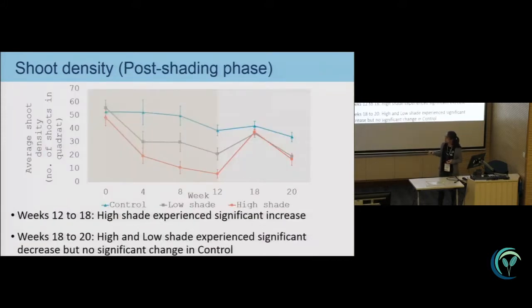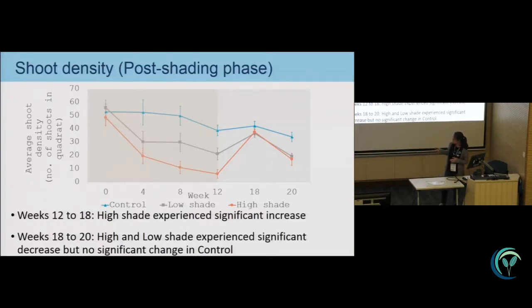Moving on to the post-shading phase, we found that from week 12 to 18, which is this gray portion here, there was a significant increase in shoot density in the high shade treatment. This could be a possible sign of seagrass recovery. However, during weeks 18 and 20, we noticed that high and low shade experienced a drop in shoot density, and this could be due to a drop in the natural in-situ irradiance level.